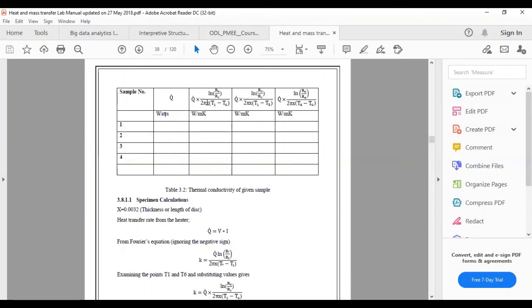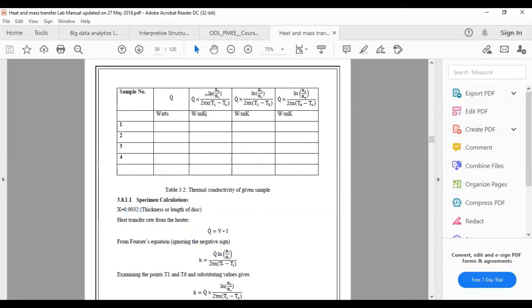Then this is the formula to calculate the thermal conductivity. In this formula, we are using the value of Q that is given from this column. This is log of R6 over R1. We have all the values of R1 and R6 in our previous table, and then we have the values of T1 and T6, which we measured from the experiment. And this is the value of 2 pi. The value of pi is 3.1416, and this x is basically the thickness or length of the disk, and it is given here: 0.0032 meter. Similarly, this is one value of thermal conductivity.